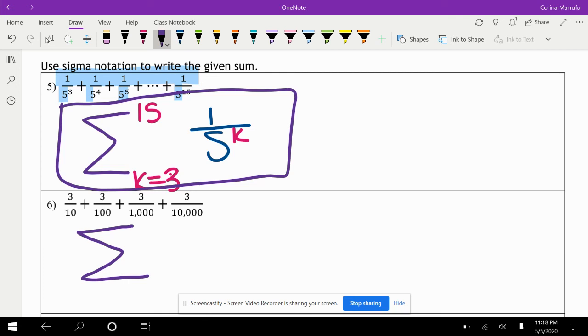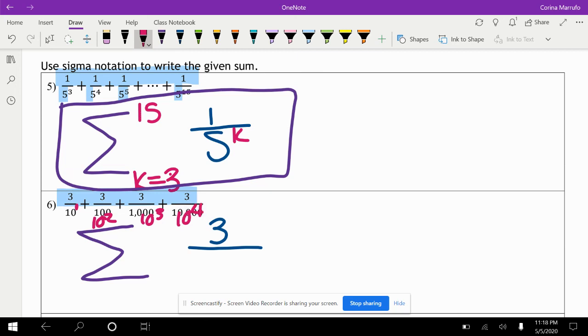So let's go ahead and see what we do have in common. So we have 3's all at the top. So I'm going to go ahead and write a 3 in the numerator over, and then the denominator, we don't know what that is, but if we do notice, this first term right here is 10 to the first power. 10 times 10, 10 to the second power gives you 100. 10 to the third power gives you 1,000. 10 to the fourth power gives you 10,000.